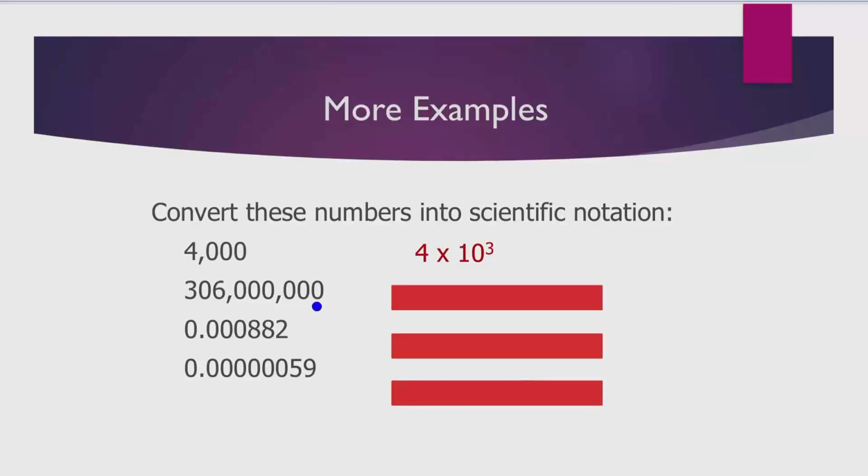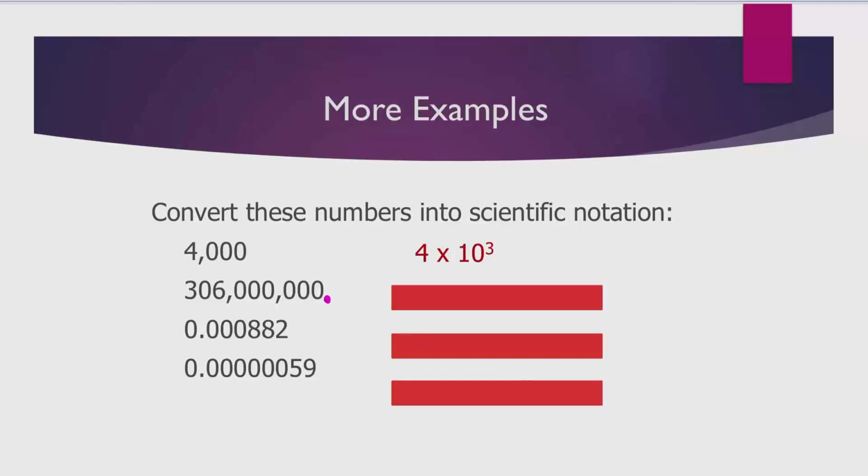What about this next one? 306 million. Big number? Big number, bigger than 4,000. What's our first part of this number going to be? Where are we moving our decimal? Towards the 3, so that it's right behind the 3. So we'd move it over.